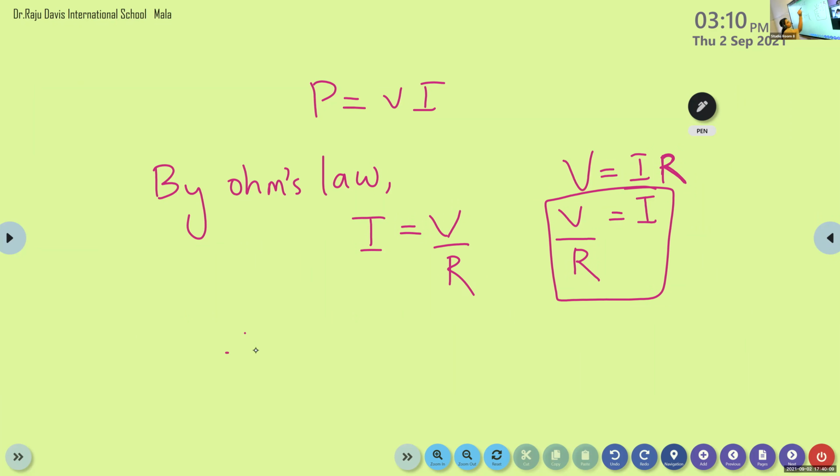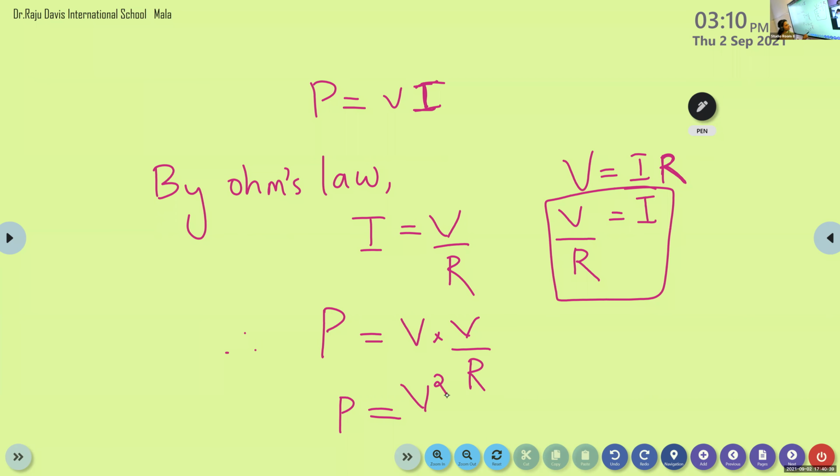Therefore again our equation 1 becomes P is equal to V into, instead of I, what can we substitute here? V by R. So the equation becomes P is equal to V into V. What is V into V? V square.